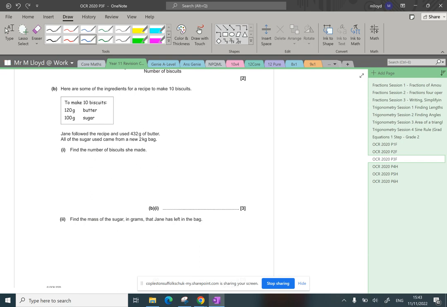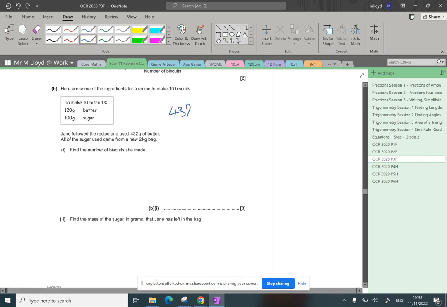So 10 biscuits, 432 grams. Basically, 120 grams has been multiplied by something, and we've decided then to use 432 grams. So we're going to do 432 divided by 120 and see where we get. 432 divided by 120 is 3.6. Okay. Therefore, the 3.6 we're going to multiply by 10. And we've made 36 biscuits. Yeah, I'm happy with that answer. I knew that sugar bit is a bit irrelevant for part 1.